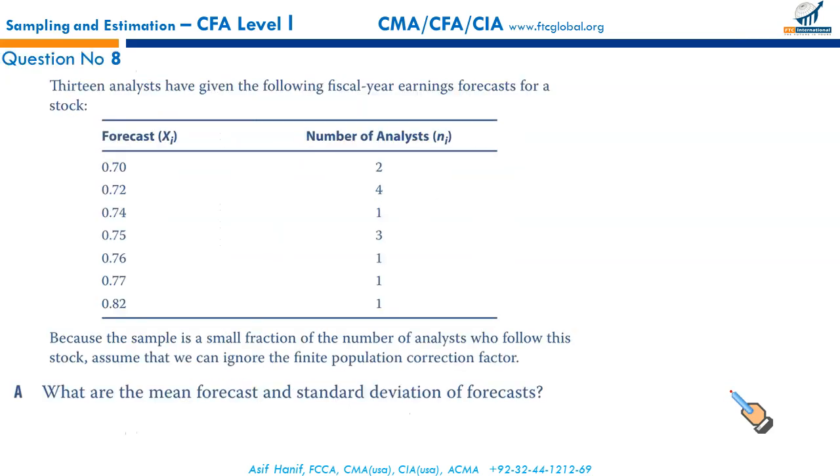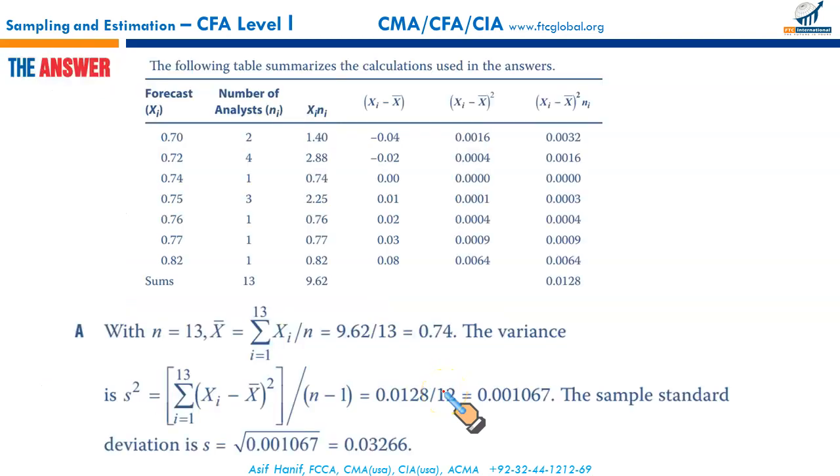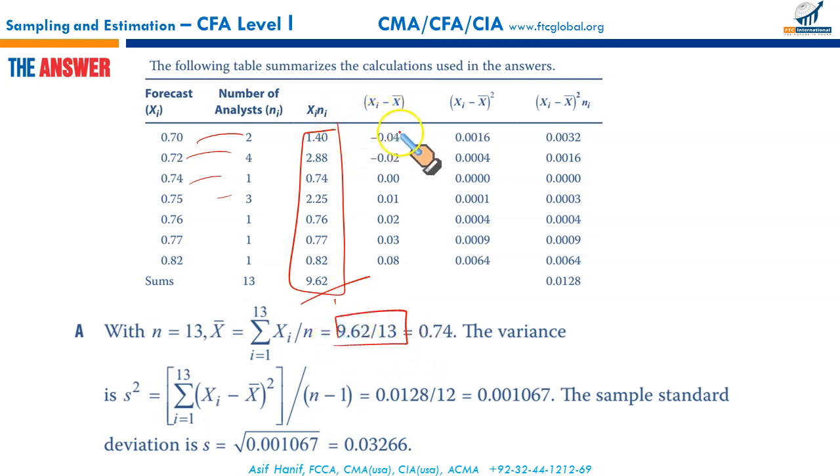Right? Next. Similar question. 13 analysts have given the following fiscal year earnings forecast. These earnings, these many analysts. What do we need to do? What are the mean forecast and the standard deviation? We'll do the same thing. First you calculate the mean, multiplying these, getting the results, adding them up, and then dividing by 13 gives you the mean. Then you calculate the deviations from the mean, deviation squared multiplied with the frequency, and this upon n minus 1 will give you the sample variance, and then taking the square root will give you the sample standard deviation. Same thing we did in the previous question.